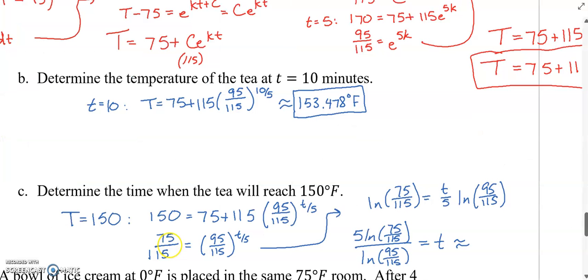That is the approximate amount of time in minutes it will take for our t to get down to 150 degrees, which is slightly more than 10 minutes, which we already knew was going to be slightly more than 10 minutes.